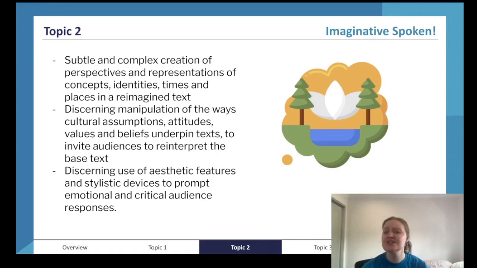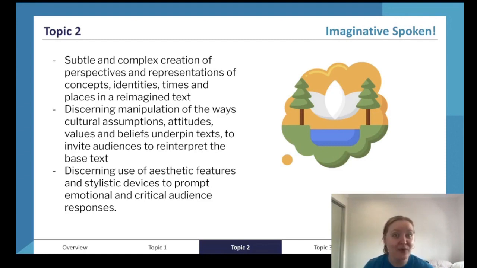The second, discerning manipulation of the ways cultural assumptions, attitudes, values, and beliefs underpin texts, both the base text and your own original piece, to invite audiences to reinterpret the base text. There's that word discerning again. Good judgment. Discerning use of aesthetic features and stylistic devices to prompt emotional and critical audience responses.